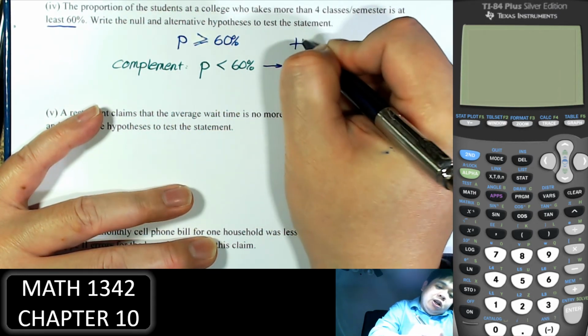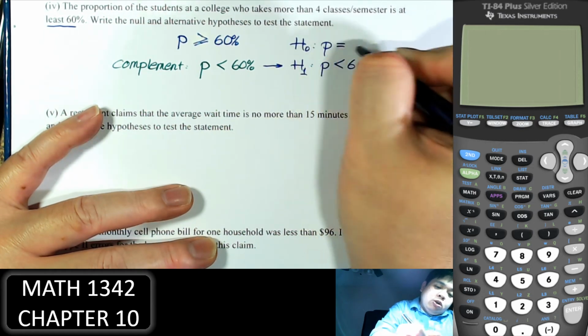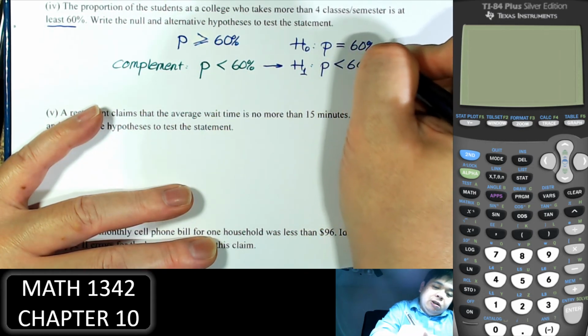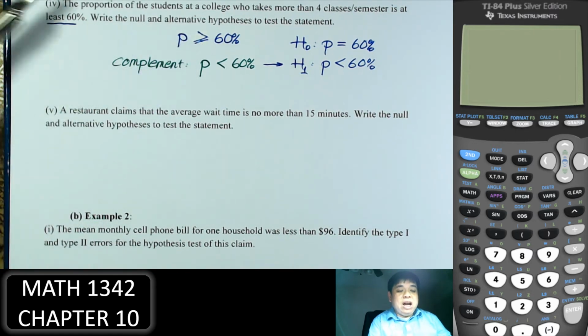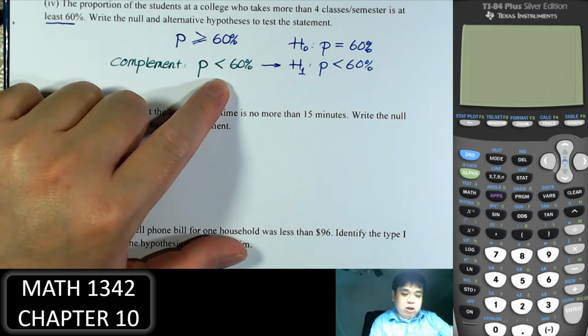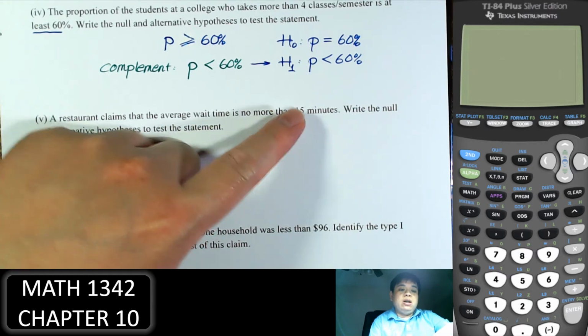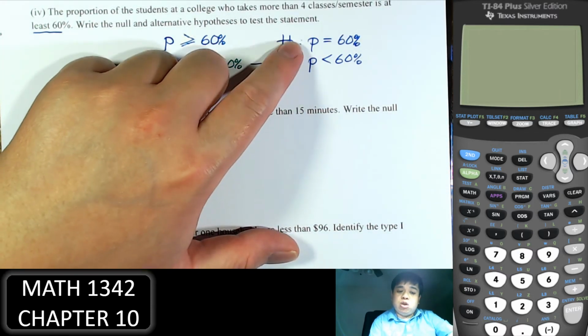Because the null hypothesis is always equal to. Right, so the wording is a little bit different. Here we have at least, so it happens to have the equal sign here. Then we have to do the complement so it doesn't have the equal sign, and that will be H1. The null hypothesis is always equal to.